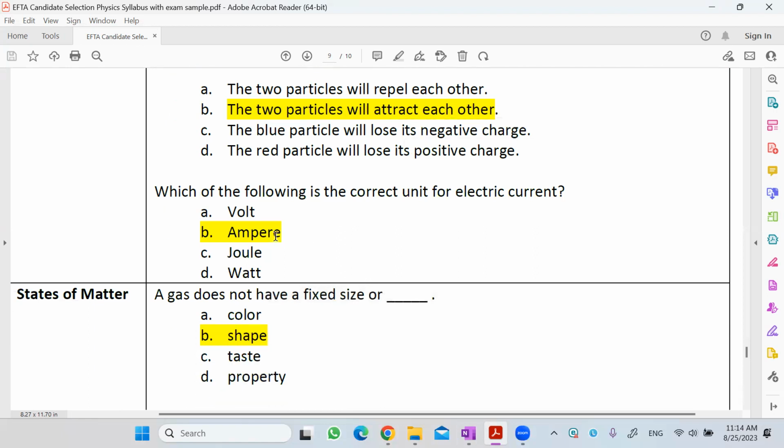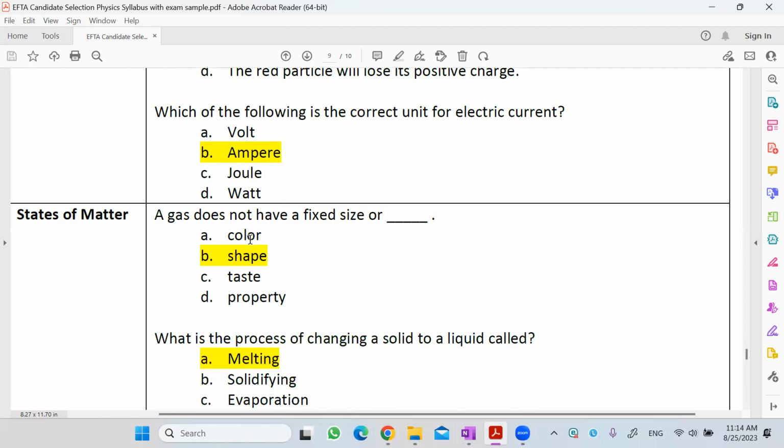Yesterday we mentioned the SI units. So here the SI unit of current is ampere. Volt is for voltage, joule is for energy, and watt is for power. Do you know these, or do you want me to write them as a summary? Yeah, I know them. Okay, great.